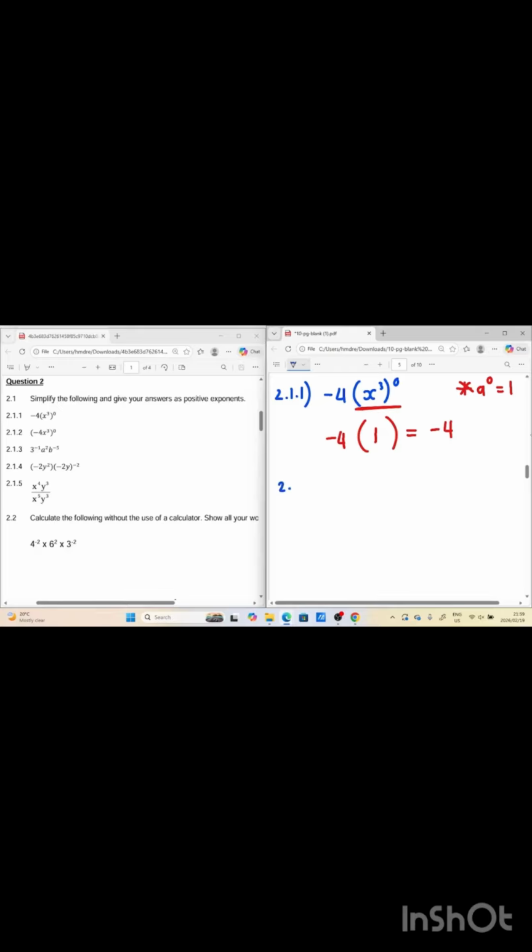2.1.2, we have minus 4 x to the 3, to the power of 0. Again, they're just checking you know this law. So anything to the power of 0 is 1. So this whole thing is to the power of 0. So this whole thing, the answer is just 1.